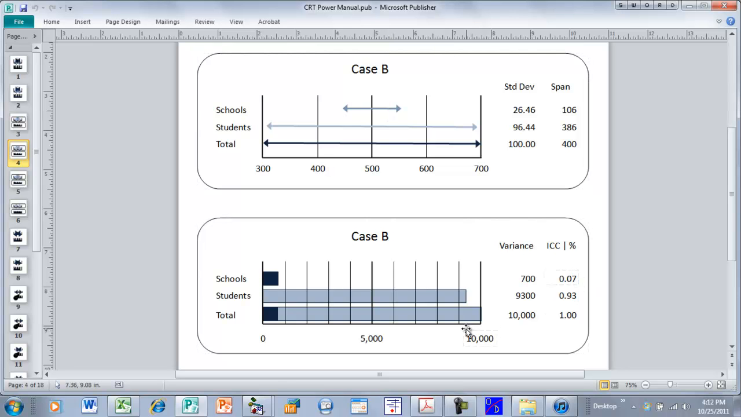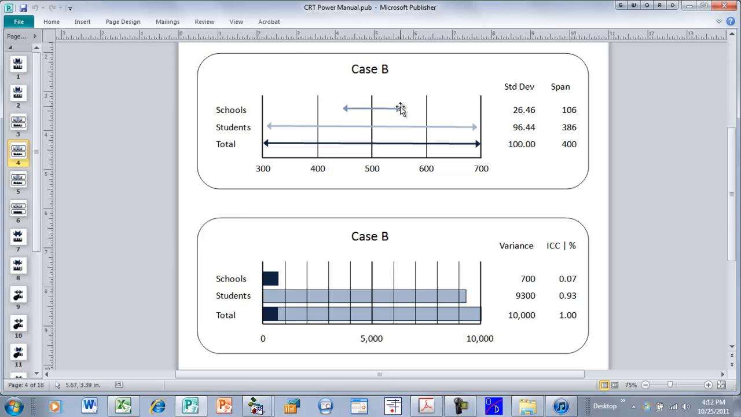Now, if we start out knowing that the overall variance of students across schools is 10,000, and we know that 7% of that is the variance between schools, then we can say that 7% of 10,000 is going to give us a variance of 700, which is this. Once we have that, we can take the square root of it and get the standard deviation for schools, which is this. And once we have that, we can multiply it by 4 and get the span for schools, which is this.